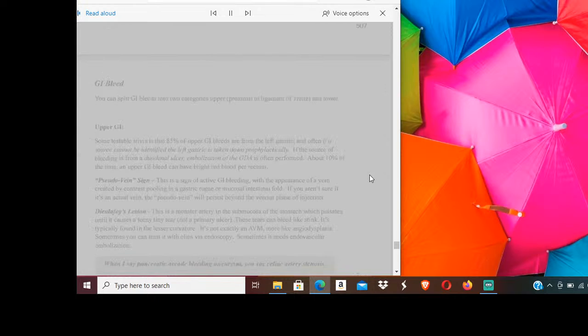507. GI bleed. You can split GI bleeds into two categories: upper, proximal to the ligament of Treitz, and lower. Upper GI. Some testable trivia is that 85% of upper GI bleeds are from the left gastric, and often if a source cannot be identified, the left gastric is taken down prophylactically. If the source of bleeding is from a duodenal ulcer, embolization of the GDA is often performed. About 10% of the time, an upper GI bleed can have bright red blood per rectum.